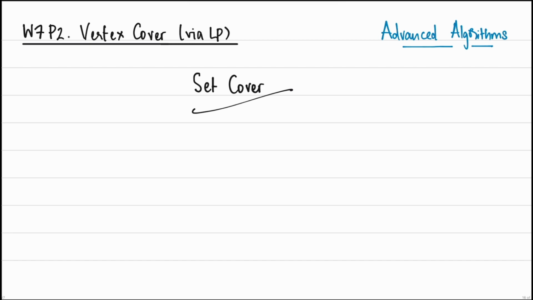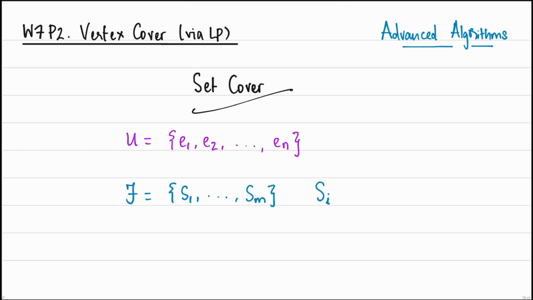So we have here as input a universe U, that consists of elements E1, E2, and so on, up to say En. And we also have a family F, and that consists of sets S1 through Sm, and each Si is a subset of the universe U, and you can assume that each Si is associated with a weight Wi. Okay. Our goal is to find a smallest weight collection of sets that covers the entire universe.